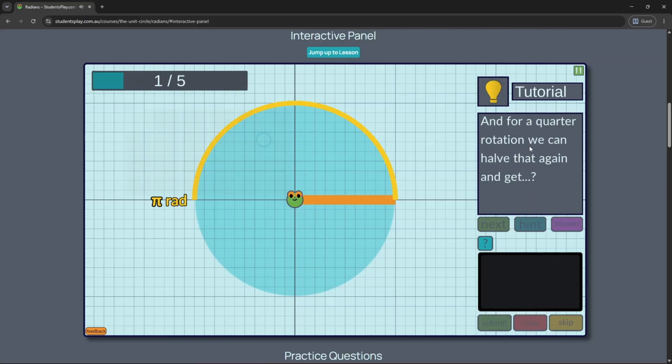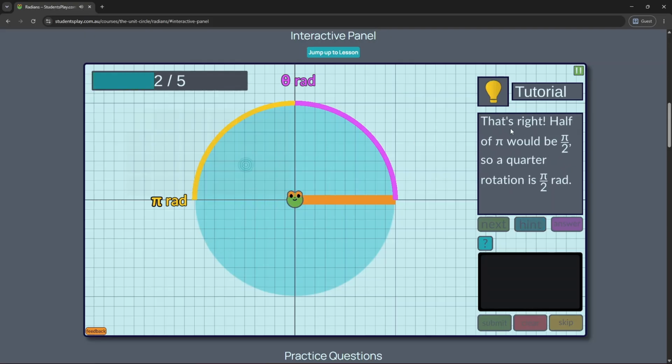And for a quarter rotation, we can halve that again and get, well, half of pi, we can just write it as pi on 2. It can't be just 2 because that's kind of meaningless. If we think of pi as about 3, 2 would be there, roughly. That wouldn't work. Pi is just there, and then 2 pi is all the way around. So pi on 2 would be just here, like half a pi. That's right, half pi would be pi on 2. So a quarter rotation of a full circle is pi on 2 radians.